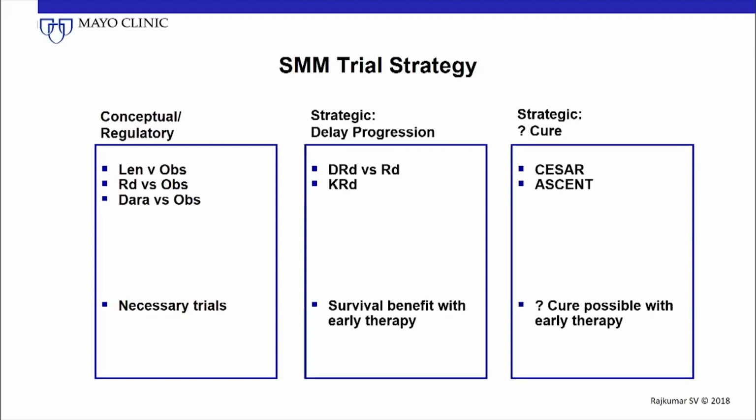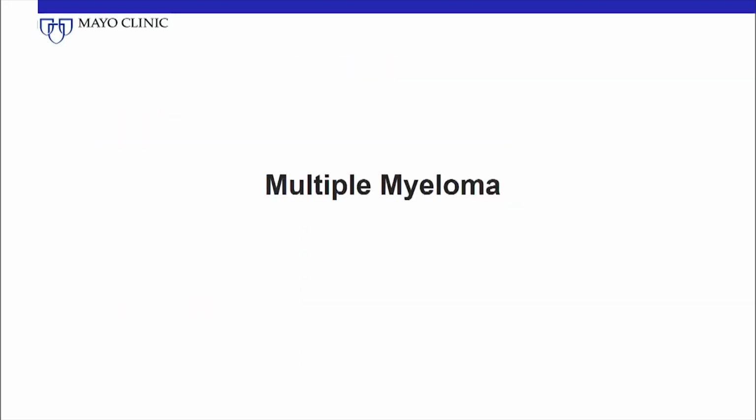So there are all 3 types of trials going on. All of us are doing all of these 3 types. It doesn't mean we favor one type or the other. We just think we need research in the high-risk smoldering myeloma patients to improve outcome. Which of these 3 approaches will be successful, time will tell.